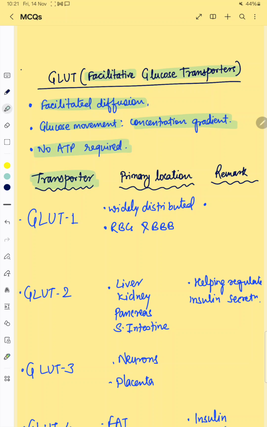Now we will discuss these glucose transporters separately with their primary location and special function. Glucose transporter 1 is widely distributed in the body, primarily on RBCs and the blood-brain barrier. This maintains a steady level of glucose.